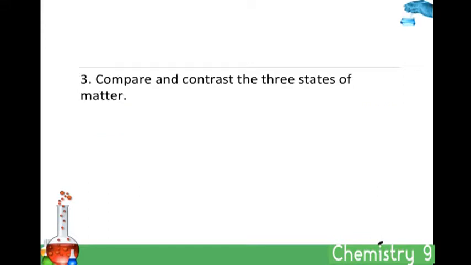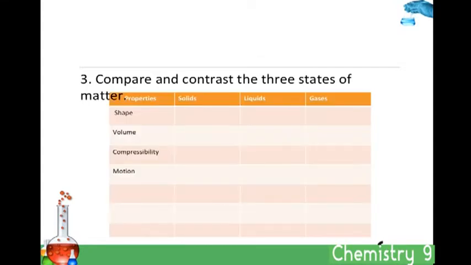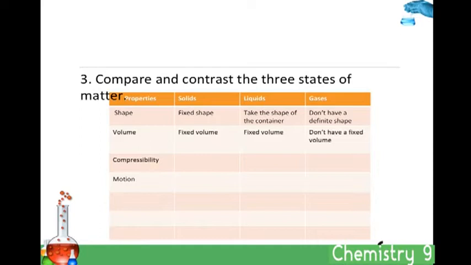Compare and contrast the three states of matter. Some properties are shape, volume, compressibility, and motion. Solids have a fixed shape. Liquids take the shape of their container. Gases don't have a definite shape. Solids have a fixed volume. Liquids have a fixed volume. Gases do not have a fixed volume.